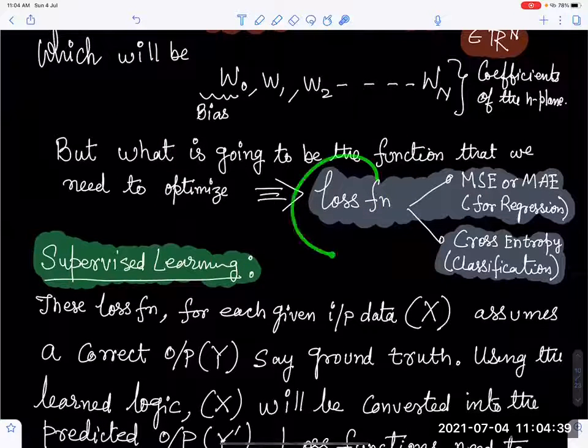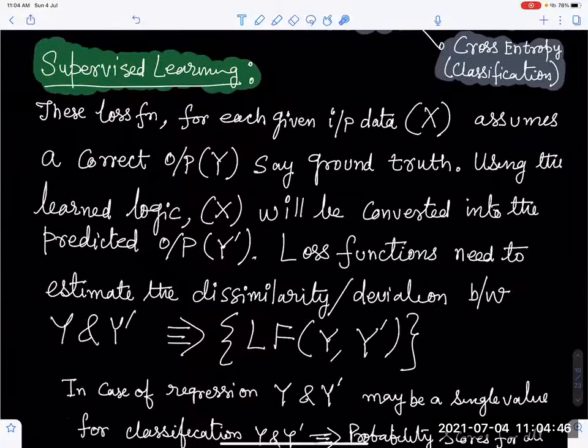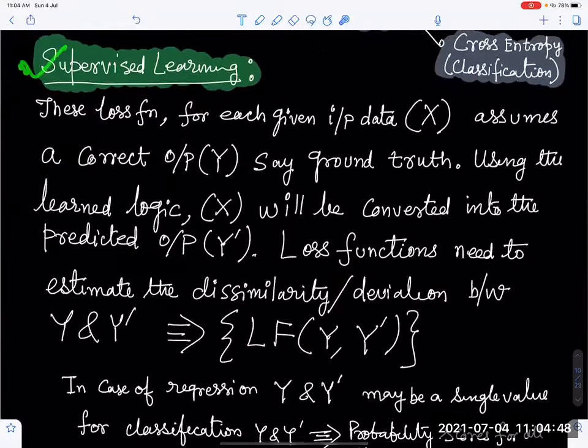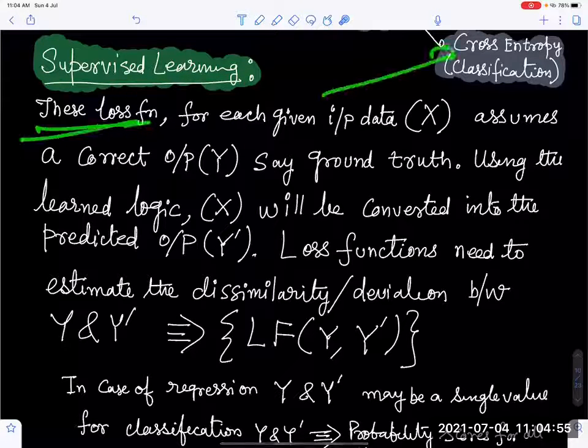Thank you. Yeah, thanks. So that's a loss function, maybe mean square error for regression, maybe cross entropy for classification. There are actually two types of algorithm at a broad level of classification. One is supervised learning, in which you have these types of loss functions that I have mentioned.